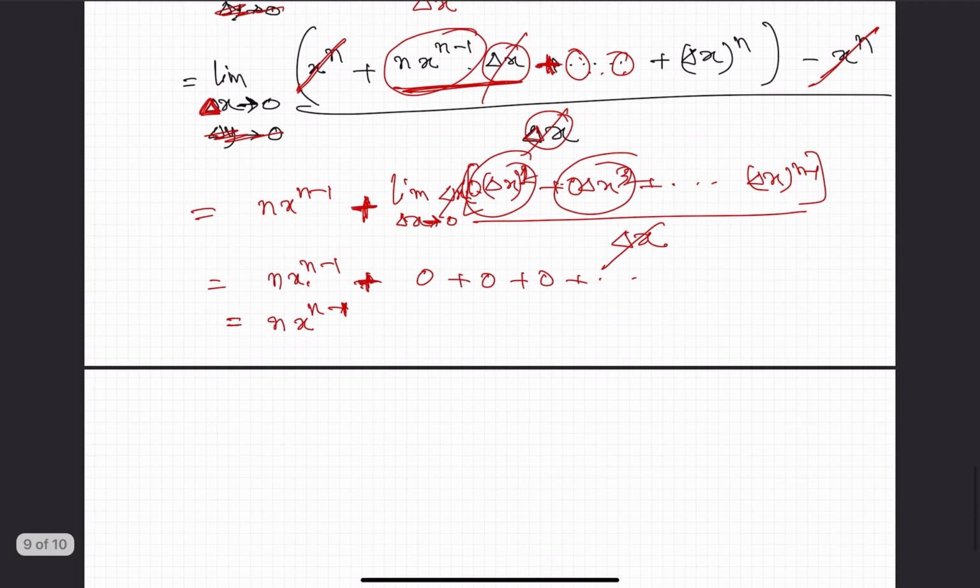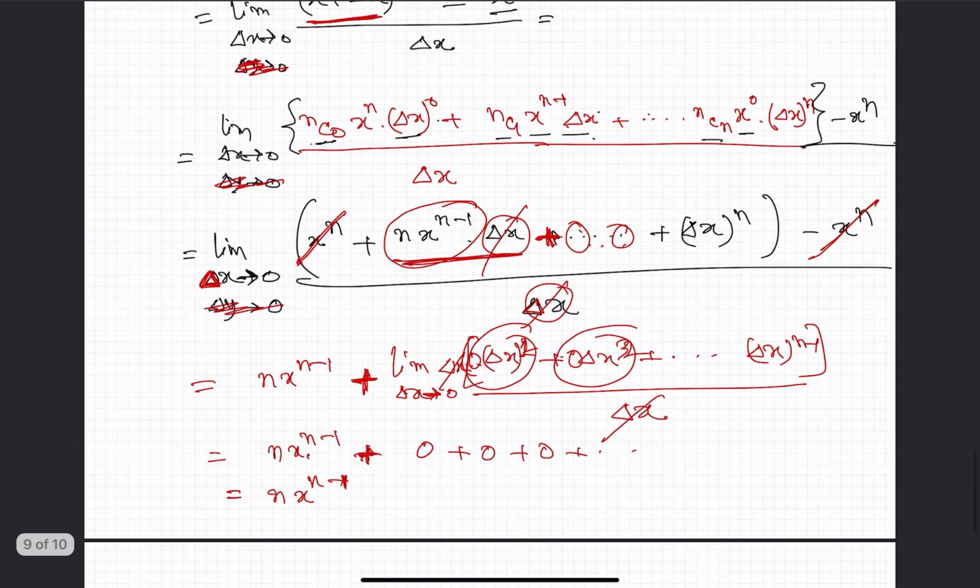So I will just complete it in this slide only. So dy/dx when y is equal to x to the power n, already given, dy/dx would be n x to the power n minus 1.